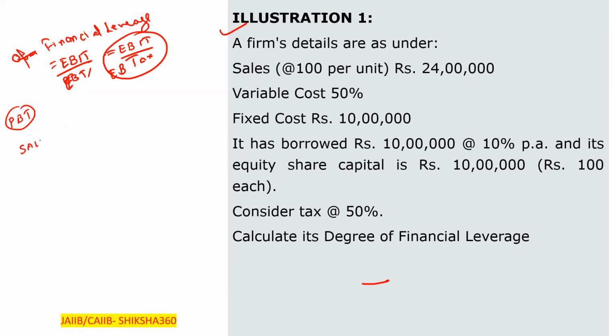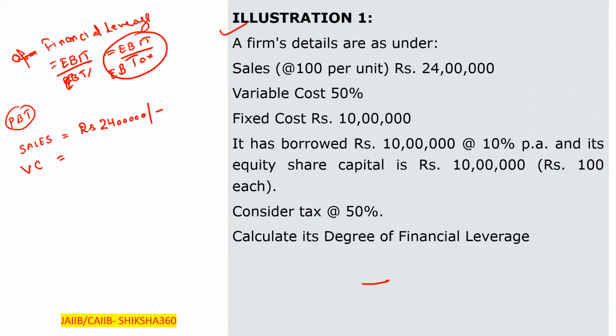The sales of the company at the rate of 100 per unit, so sales here are rupees 24 lakh. If sales are rupees 24 lakh, variable cost here is 50%. 50% of 24 lakh. Please tell fast in the comment section.